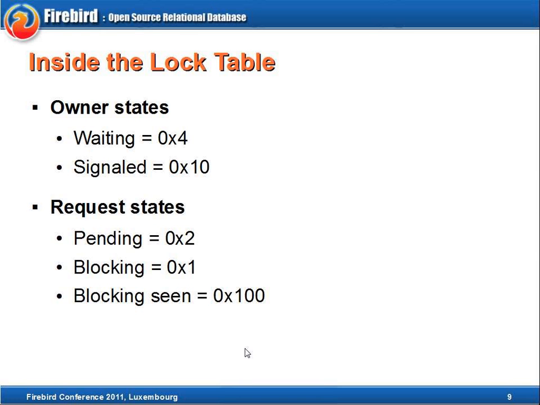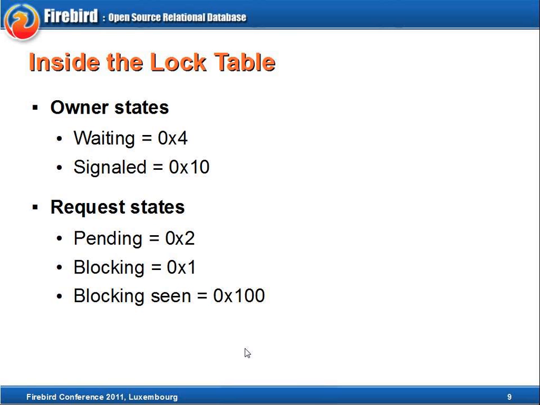Lock requests could be either pending, it corresponds to the owner in a waiting state, so we are trying to grant access to some lock, but somebody is locking it in an incompatible way at the moment, so we have to wait. So our request gets the pending state. The request, in this case, who is blocking us, it's marked with a blocking flag, and as soon as the blocking notification has been delivered to the blocking owner and the appropriate routine has been called, the blocking flag gets cleared and the blocking seen flag gets set.